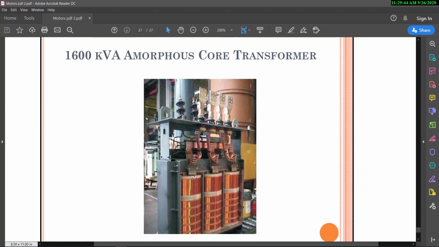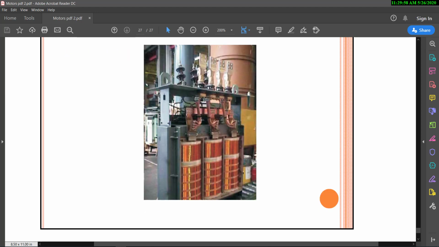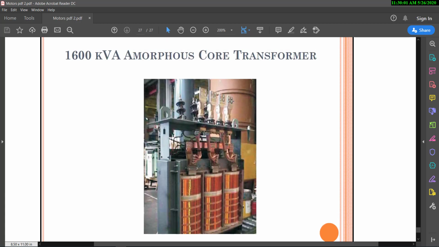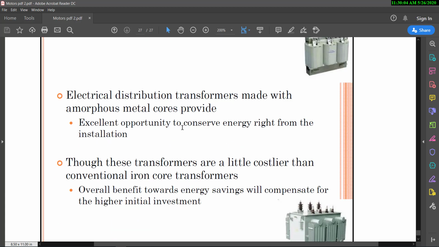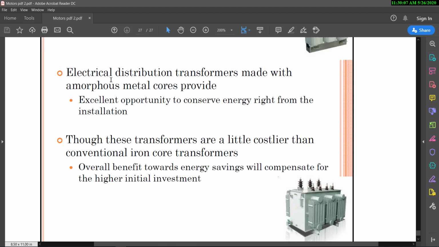Next is an amorphous core transformer, whereas previously we saw a silicon ferrite core transformer. This is an amorphous core transformer of rating capacity 1600 kVA. Here you can see this is an amorphous material transformer. The electrical distribution transformer made with an amorphous metal core provides an excellent opportunity to conserve energy right from the installation. Though these transformers are a little costlier than conventional iron core transformers, the overall benefits towards energy saving will compensate for the higher initial cost.